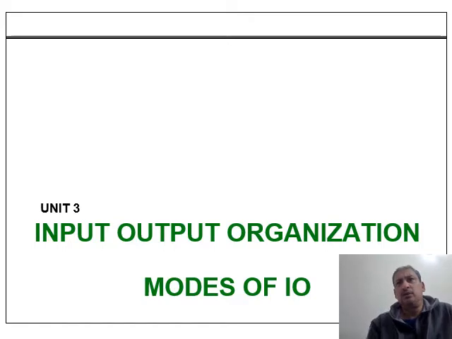That brings us to the last categorization of input output, that is program controlled I/O versus interrupt driven I/O versus direct memory access, that is also called the DMA. Now, before we go into the nuances of all these three types of input output, let's first understand the basis on which these three categorizations have been formed.